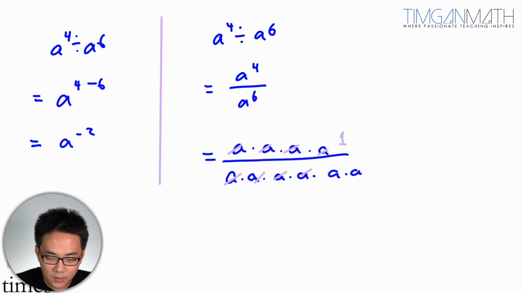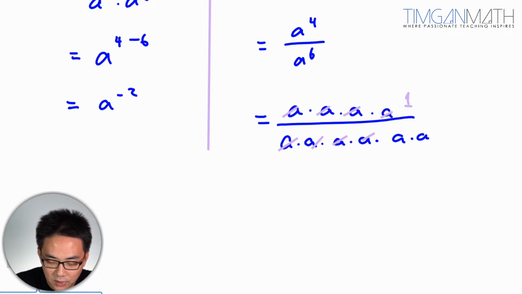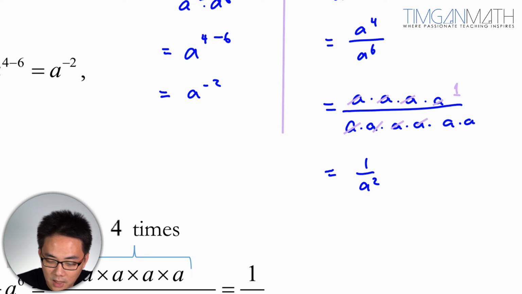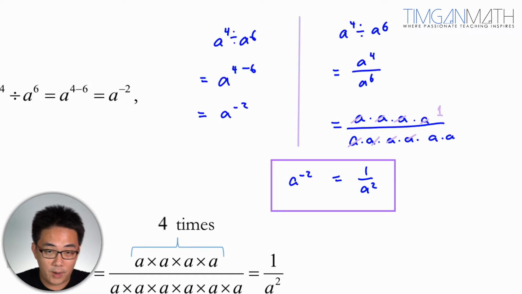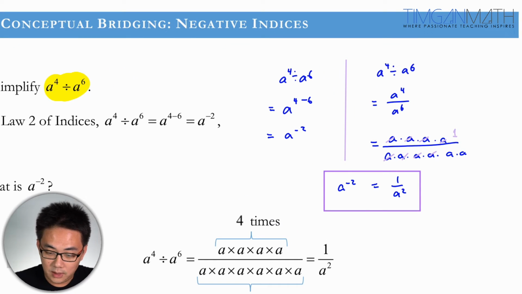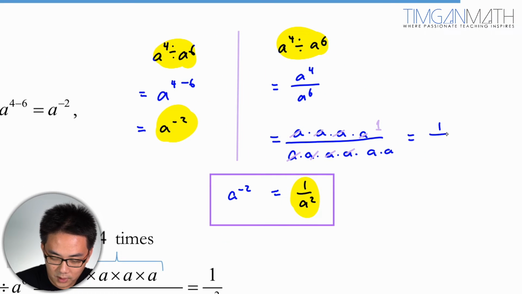So in this case, what we will have is 1 over a times a, which is a squared. This a times a here is a squared. So this will be 1 over a squared. Great. So in other words, a to the power negative 2 is equal to 1 over a squared. Because this is equal to this, this will just become this. Let me just rewrite this. This is actually equal to 1.